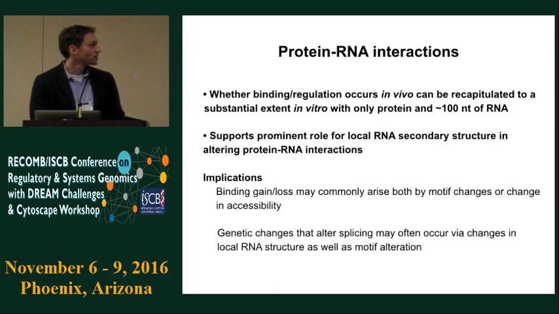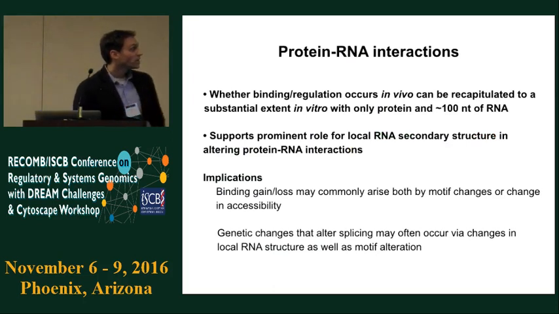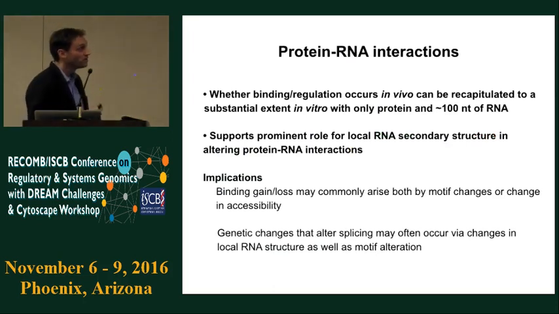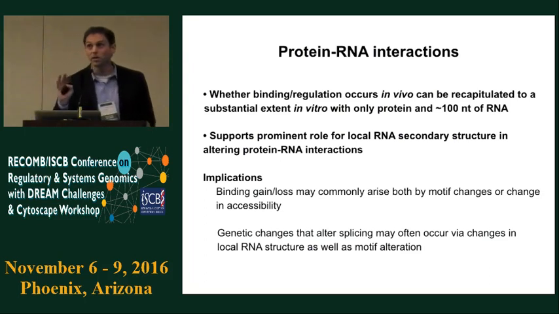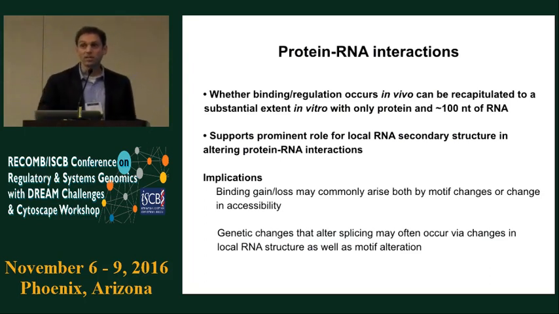So just to summarize this, I told you that whether binding and regulation occur in vivo can be recapitulated to a substantial extent in vitro using a simplified system with only protein and about 100 nucleotides of RNA. And this suggests that local RNA structure plays a dominant role in determining which of the many possible motifs out there are actually going to be bound by proteins. Of course, there are other contributions as well, but this seems to be one of the more important contributions. And I talked to you about these potential evolutionary implications.